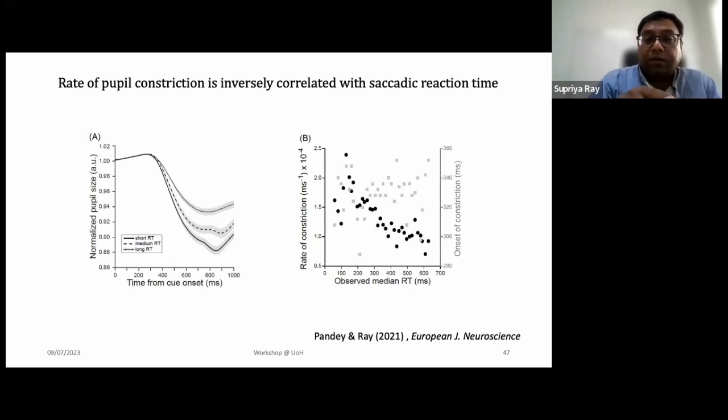and the thin one, that is the long RT. So basically what it shows is that when the subject made a faster saccade, meaning when they took less time to respond, their pupil constricted at a faster rate. The scatter plot shows the same thing, the rate of constriction as a function of median RT, the black dots. Okay, go to the next slide, please.